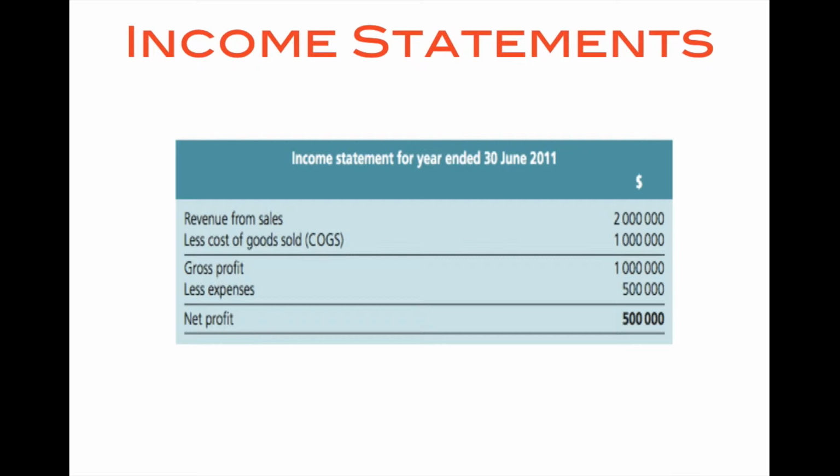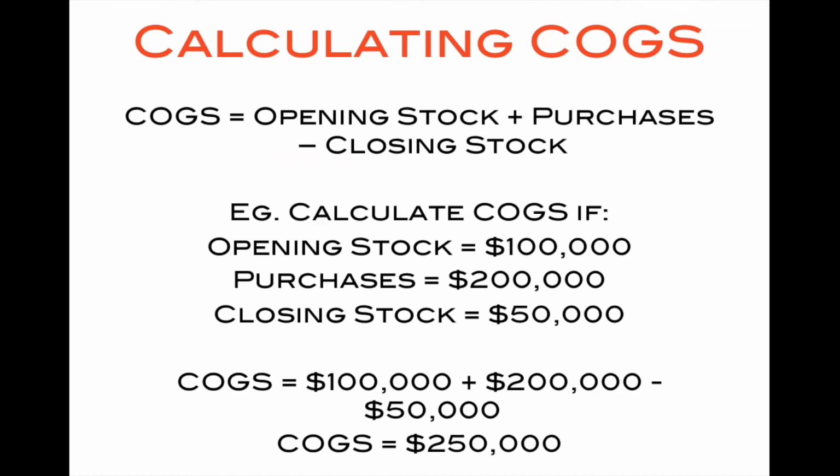Now, however, we're going to figure out how to sometimes calculate what some of these figures are meant to be in an income statement, because we'll be needing to do that in the future in business studies. So to start off, we're going to figure out how to calculate costs of goods sold. So we can see up here the formula for calculating cost of goods sold.